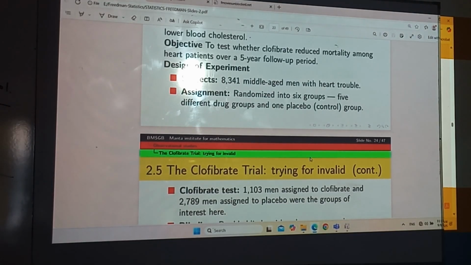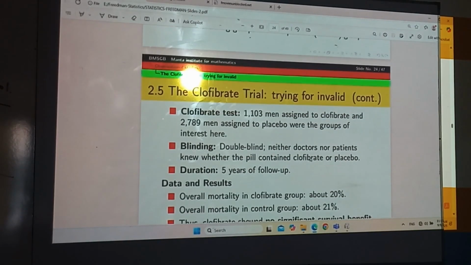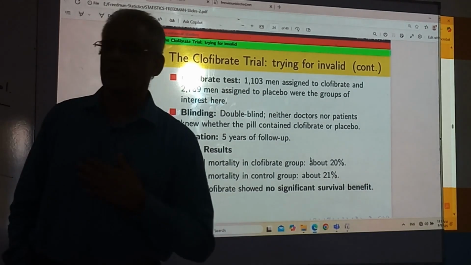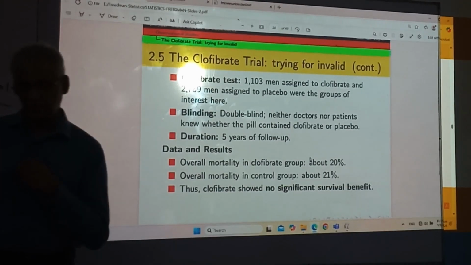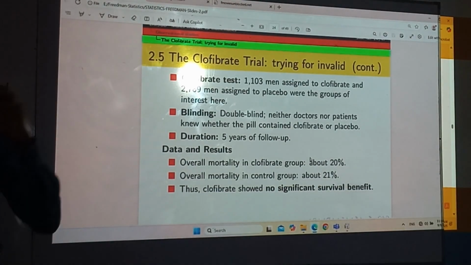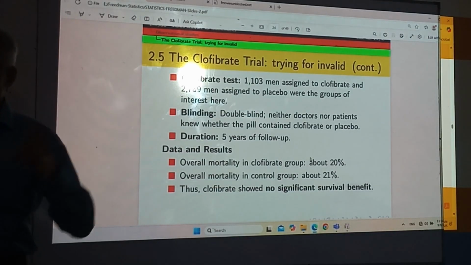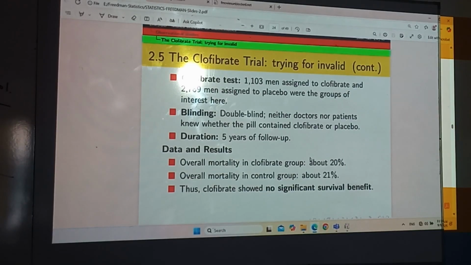Right? So using this test, they finally decided that this particular drug didn't reduce the mortality rate within 5 years. There was no effect of this particular drug on the mortality. Right? It reduces cholesterol, but it didn't actually reduce the mortality. So that was the finding.